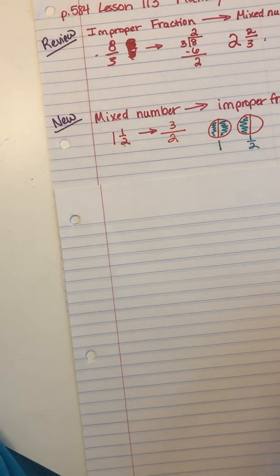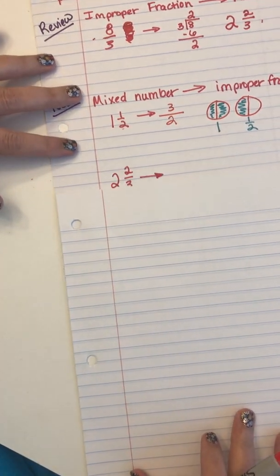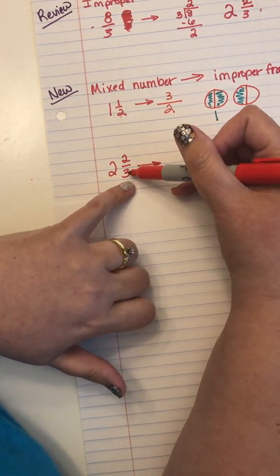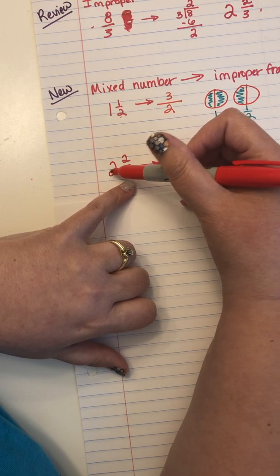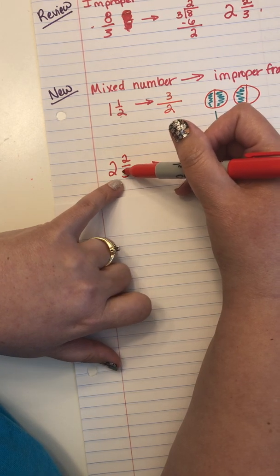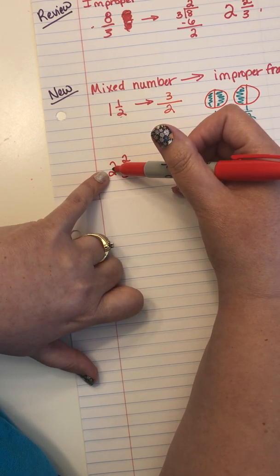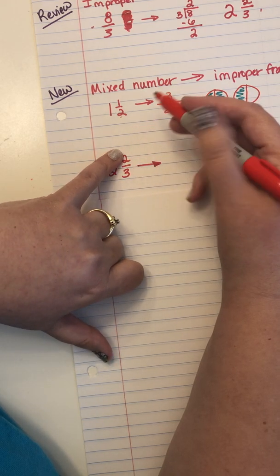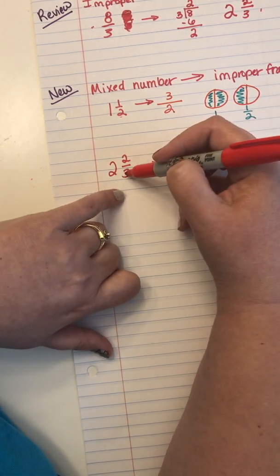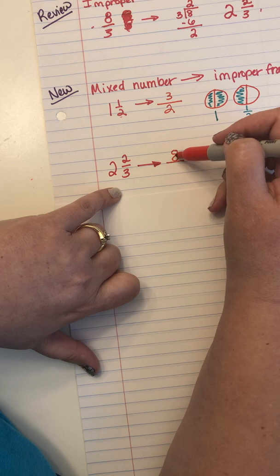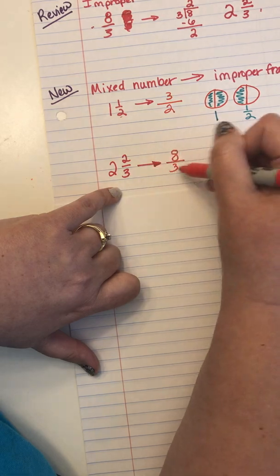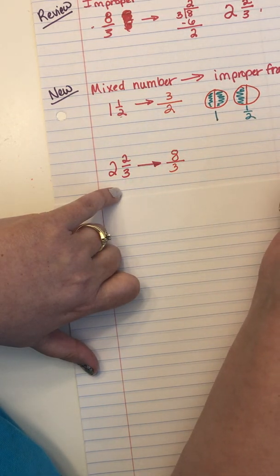Okay, so let's look at another mixed number and turn it into an improper fraction. Always starting with my denominator and working counterclockwise, working to the left. 3 times 2 is 6, plus 2 is 8. That becomes my numerator. Okay, so you do the counterclockwise motion to get your numerator, and then you just copy it straight over here. That's how you get your denominator.